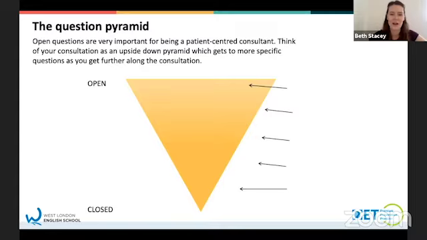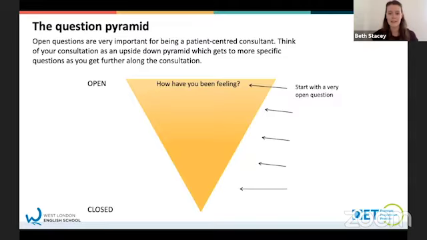So open questions are when you start with something that the patient can answer very, very openly. So for example, how have you been feeling? The patient cannot reply with yes or no. It's a very open question. I'm not even asking about a specific illness. I'm not saying, oh, how is your throat? Or how is your cold? How has the flu been for you? Something like this. It is just so general. How have you been feeling?